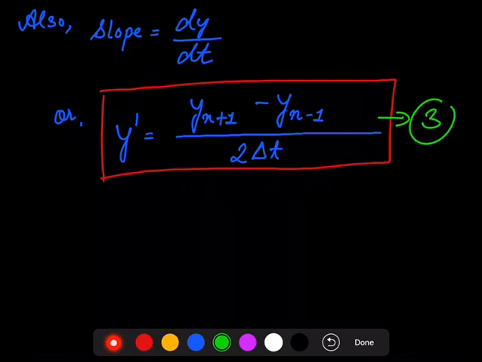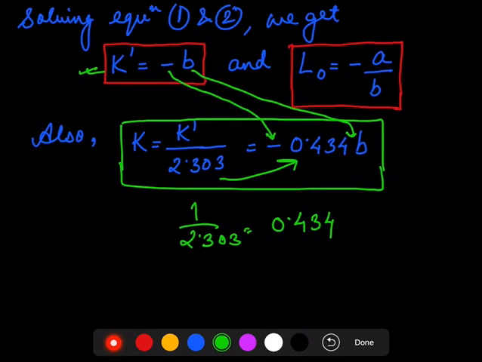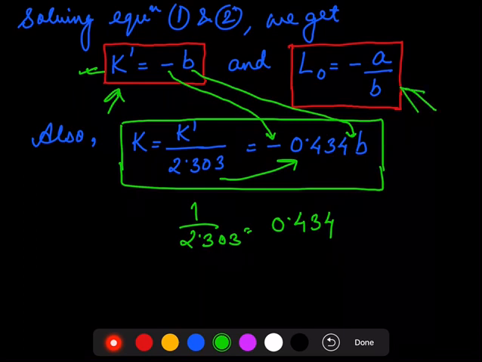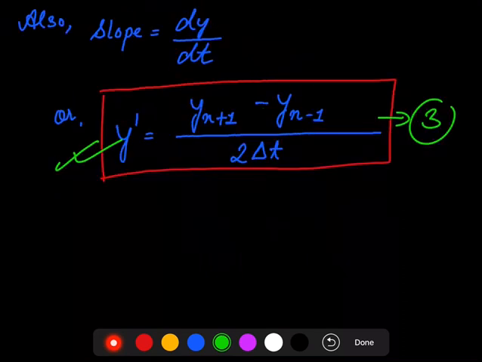We'll be using this equation while solving numericals, and also these two equations will be used while solving numericals. This is also important. This you already know, but these will be used for solving numericals. When we solve numericals, you will have a better understanding of this formula. But here I will tell you some important information.